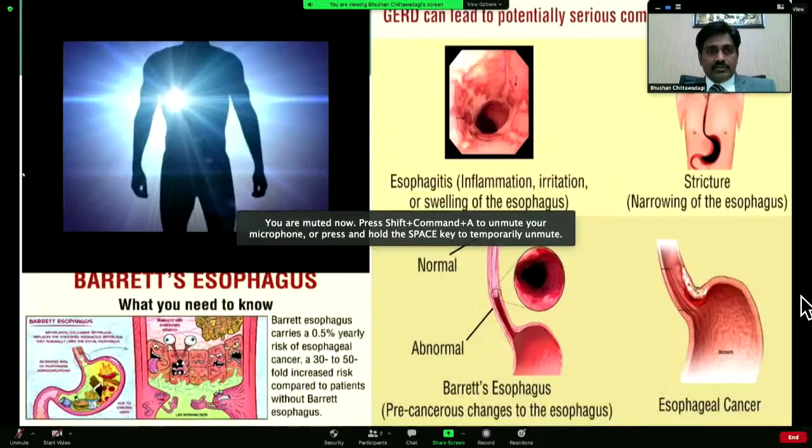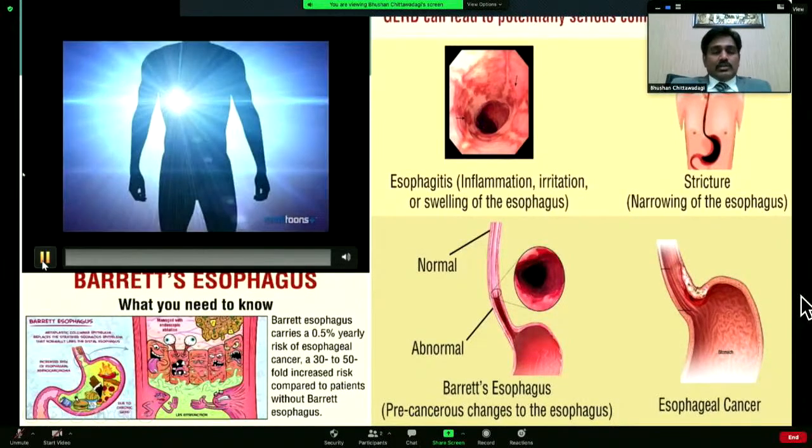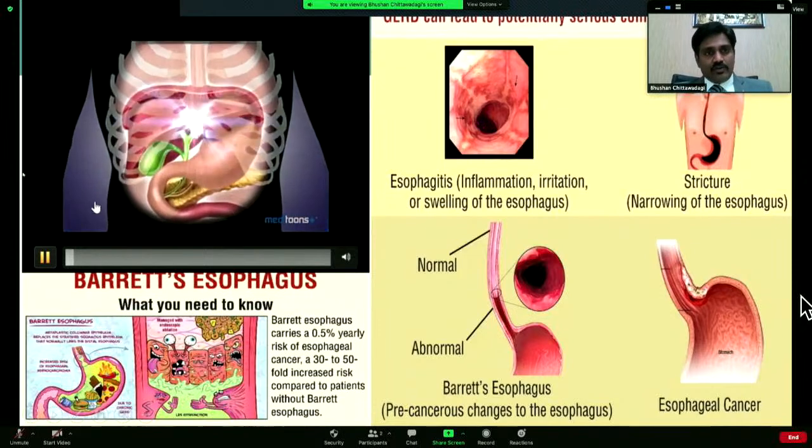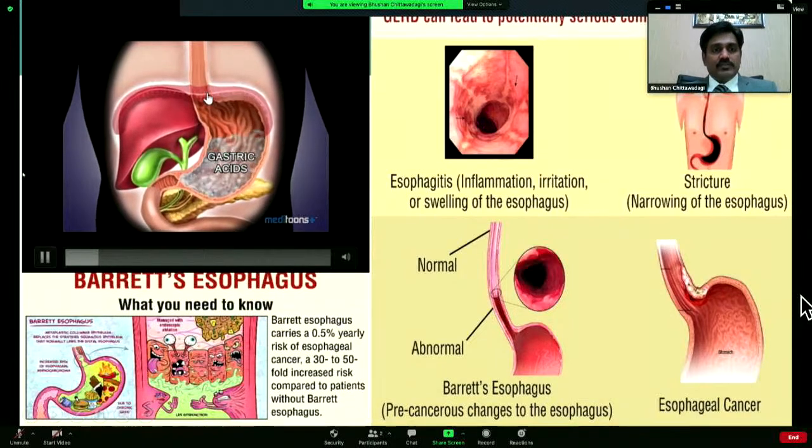So we'll come here. I will just show you a videographic representation of what exactly can happen. Now, this is another video of how the reflux can happen. This is the stomach that you are seeing. This is the diaphragm, and this is the food pipe that we are seeing.